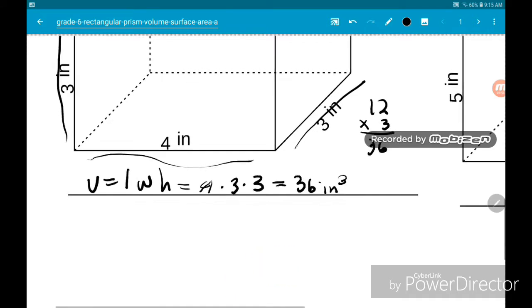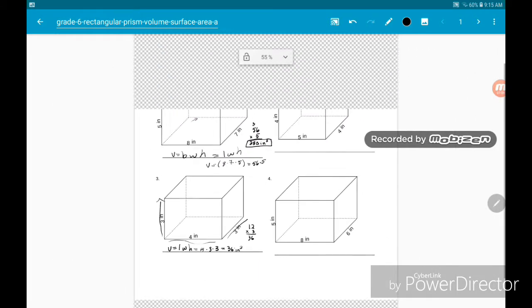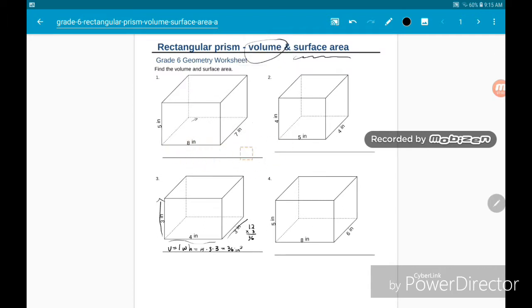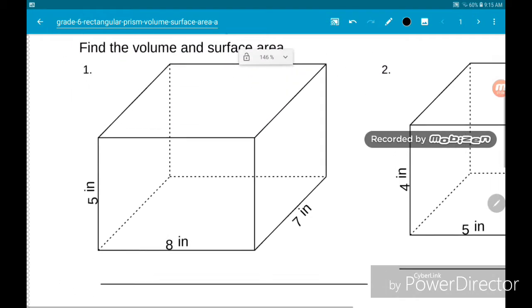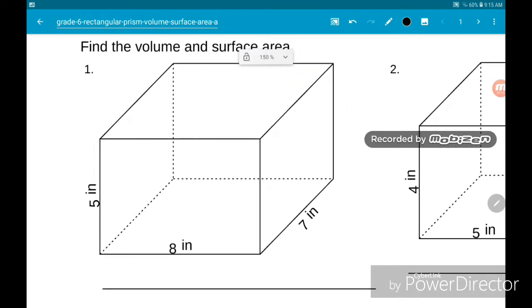Surface area. The first question we have to ask is, for each shape, how many surfaces are there? In this box, and this is where your three-dimensional mind has to come in, how many surfaces? Well, there's 1, 2, 3, 4, 5, the top, 6 the bottom. There's 6 surfaces.